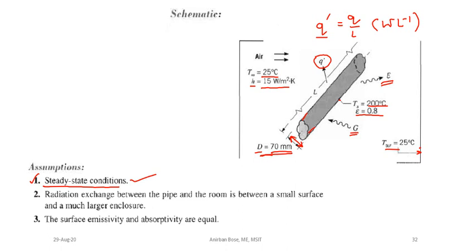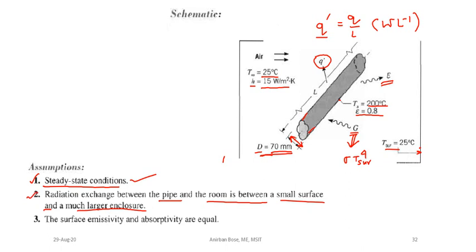The second one is that the radiation exchange between the pipe and the room is between a small surface and a much larger enclosure. This is the assumption that the surface of the pipe is a very small one and the surrounding is a large surrounding. If you consider this assumption, then basically you can approximate this G, if you remember, by sigma times T surrounding to the power 4. That you can write if you assume this one.